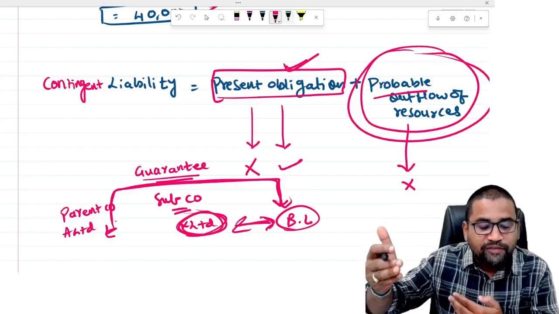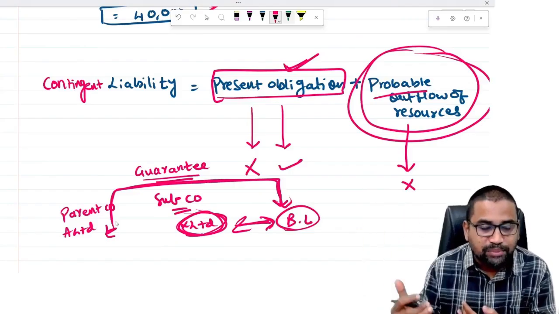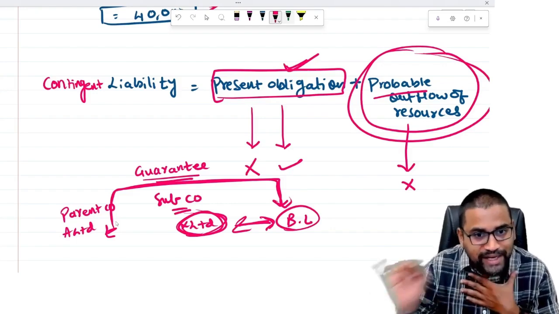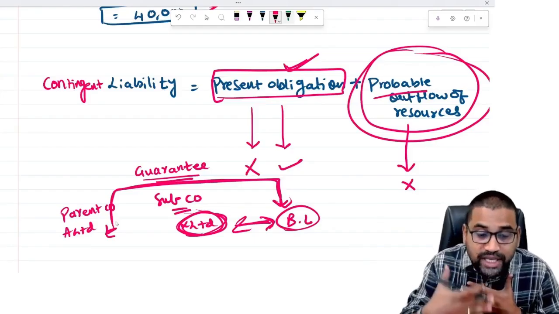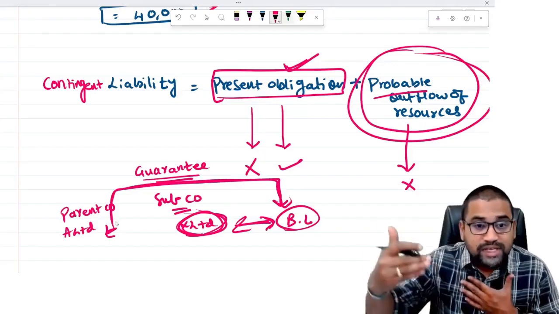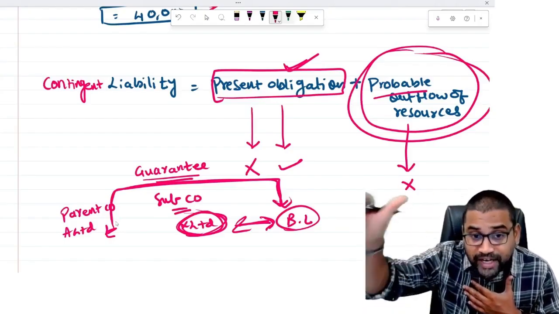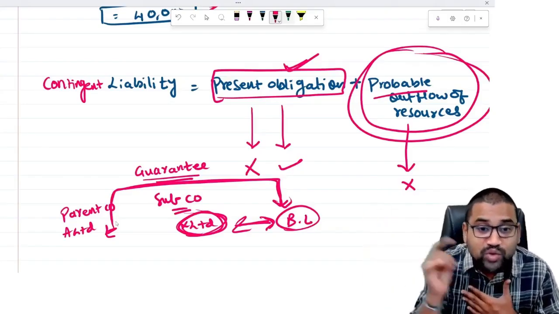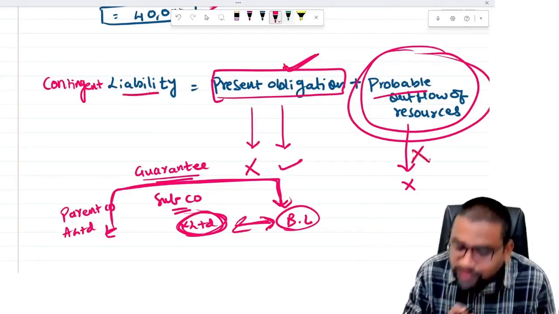Suppose on behalf of your friend, you have given a bank guarantee. The moment you signed the guarantee paper, there is an obligation. Obligation is created. You signed, that's it. Present obligation. But does this obligation require ultimate settlement? Is there outflow of resources as of now? No. Because you gave the guarantee on behalf of your friend, who will pay the loan. If your friend doesn't pay, then you are liable. That situation may come in future. As of now, there is no such situation. That's why it is a contingent liability. That's why there is a present obligation, but there is no probable outflow of resources.